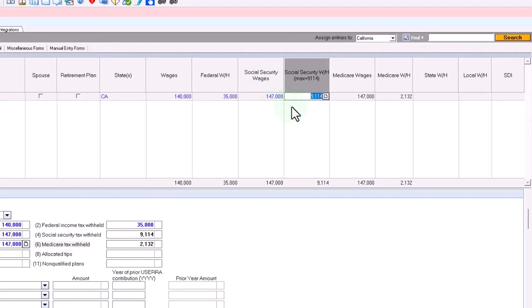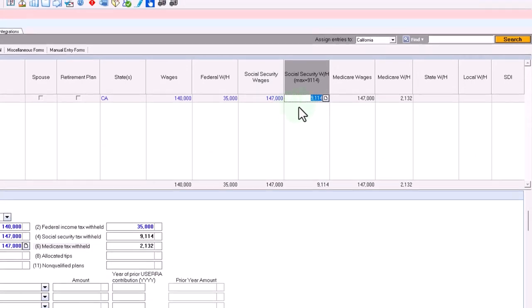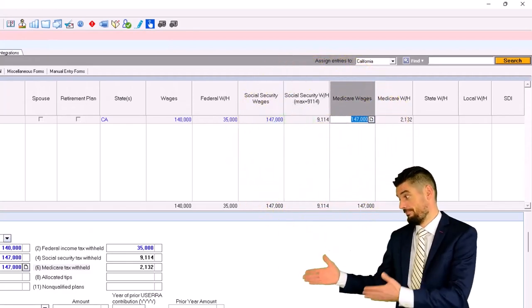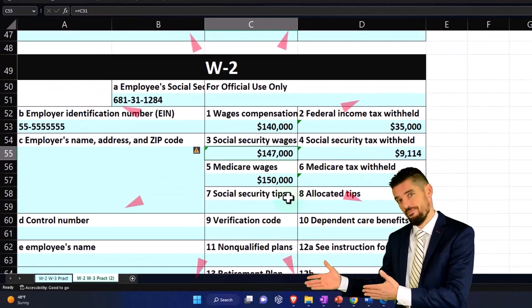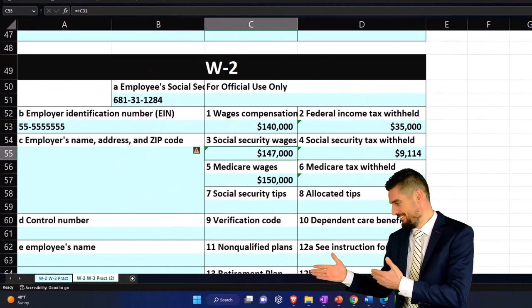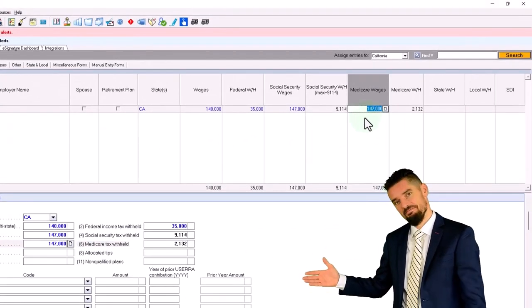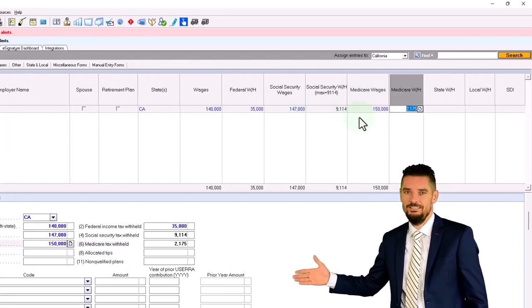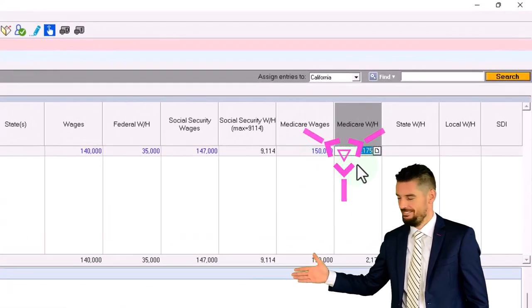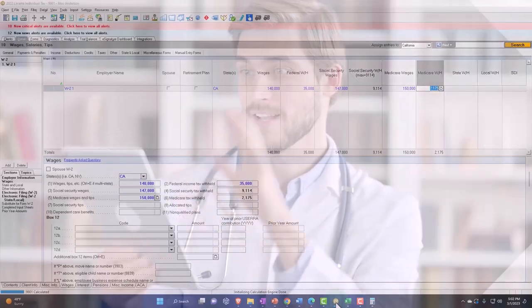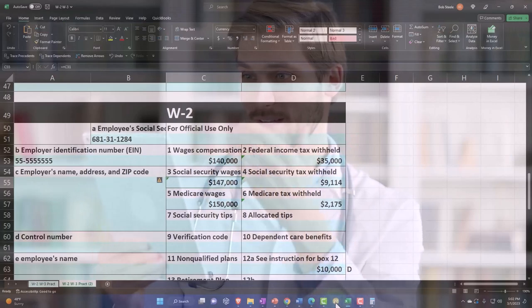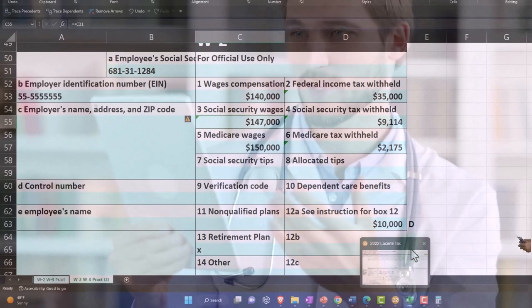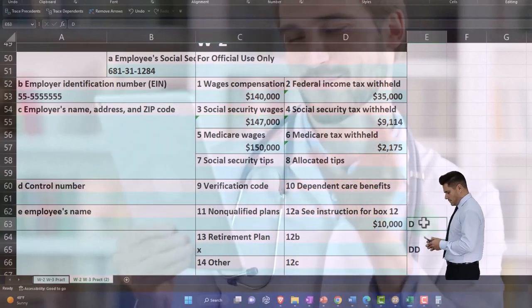Now that I've input that, it calculates the Social Security properly, because it's 6.2% of whatever the Social Security wages are. And then on the Medicare, we're at 150,000. So again, it can't really guess that number. It's taking the larger of the two, but it's really 150,000. And so now once I input that, it can calculate the Medicare, because the Medicare is just a flat rate based on those.